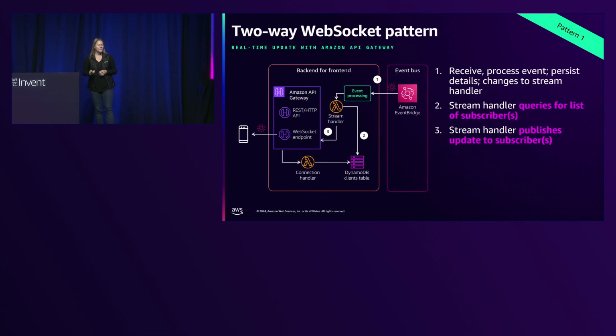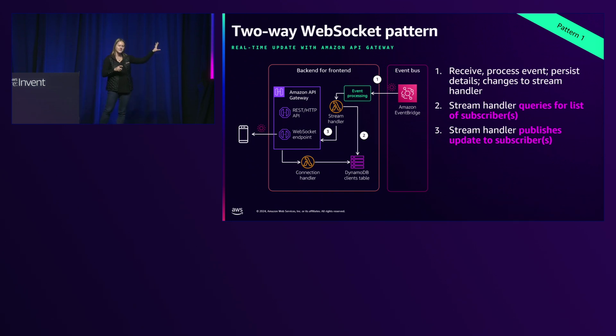So the first pattern that we're going to talk about is what we're calling the two-way WebSocket pattern. And this pattern is powered by Amazon API Gateway WebSocket APIs. And if you're not familiar, these are managed WebSocket APIs that are what we call full duplex. So they're bidirectional. Clients can interface and send information back to the server. Server can send information back to the clients.